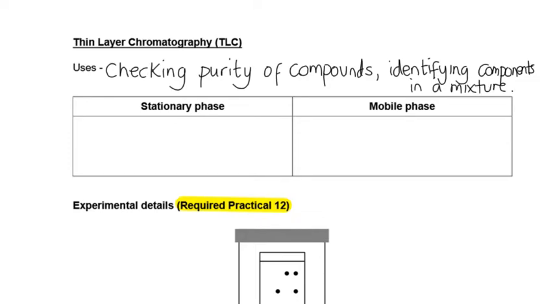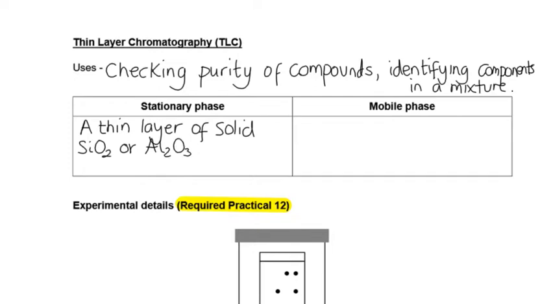Now it's essential for all of these types of technique that you can tell the examiner what the stationary phase is and what the mobile phase is. So in thin layer chromatography, at GCSE you might have used a piece of paper, but at A level we're going to use a thin layer, that's where the word thin layer comes from, of solid, and then we've got two chemicals we often use, silica, SiO2, or alumina, Al2O3, aluminium oxide, on an inert and unreactive solid support. Now that solid support might be a piece of glass, a piece of metal, it might be a piece of plastic.